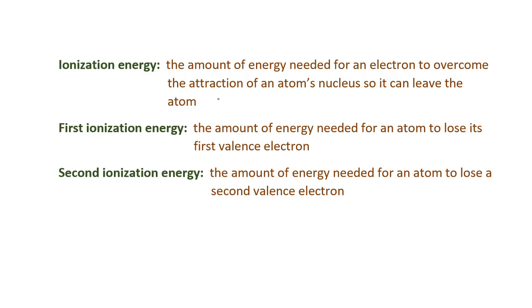Well, how would an atom lose electrons? Electrons are lost when the electrons have enough kinetic energy that they're moving around so fast that they can escape from the positive pull of the nucleus. First ionization energy is the amount of energy needed for an atom to lose its first valence electron. Second ionization energy is the amount of energy needed for an atom to lose a second valence electron.